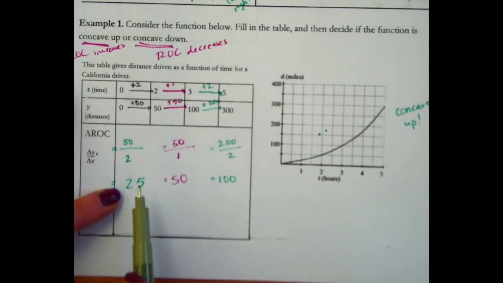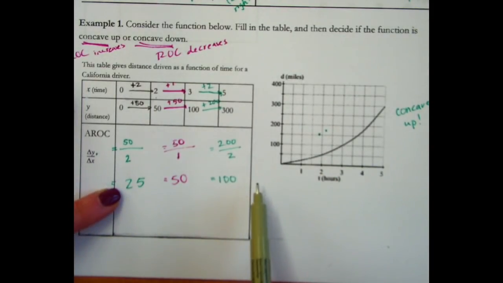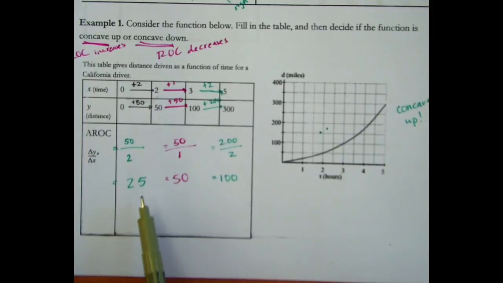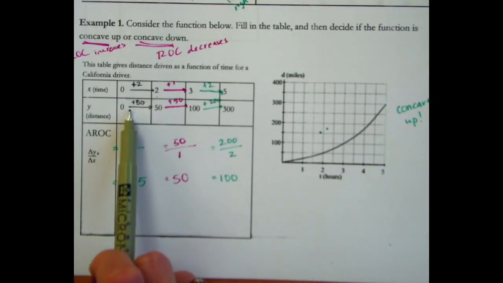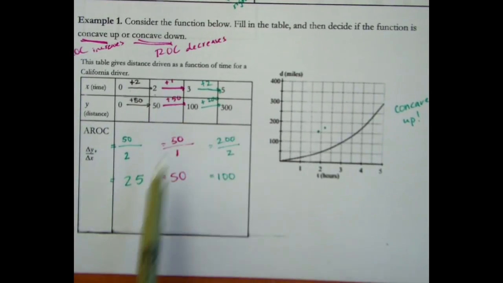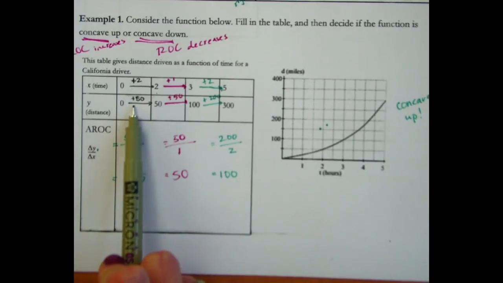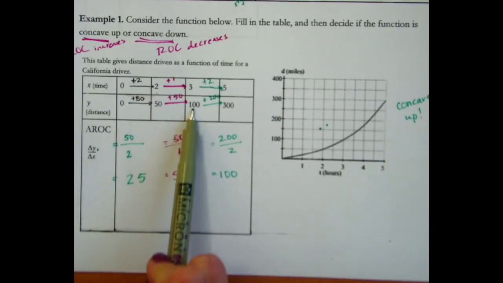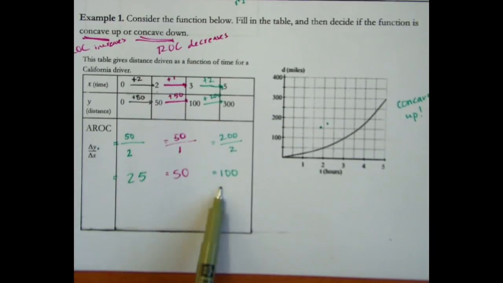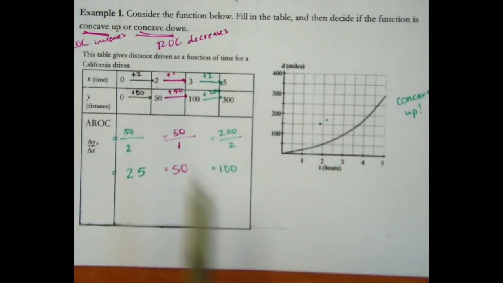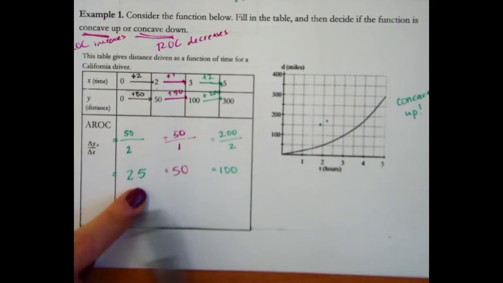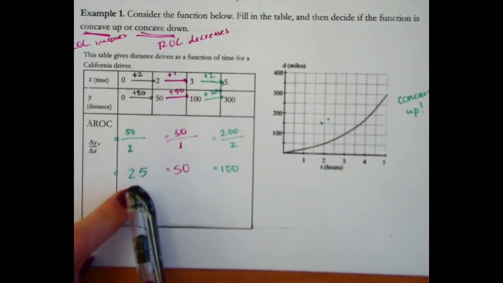Okay, so I'm going to end up with 3 rates of change, which should be familiar from the beginning of class. If you have 4 entries in the table, you're going to end up with 3 rates of change because you have 3 jumps: 1 jump, 2 jumps, 3 jumps. So you should end up with 3 rates for 4 table entries. Okay, so now I have all of my rates: 25, 50, 100.